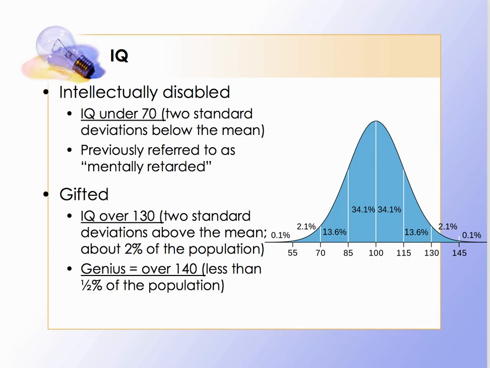And then genius would be IQ over 140, and that's less than half of the population. After 140, it gets very, very difficult to determine someone's specific IQ number. So it's kind of just over 140. When you get into the 150s, that kind of thing, it's not as valid or reliable. And then you have Mensa, which is a club you can be in, I think, if your IQ's over 130, if I remember right.